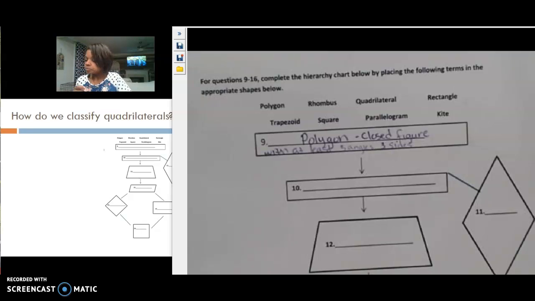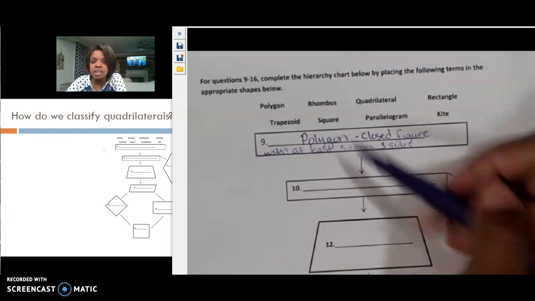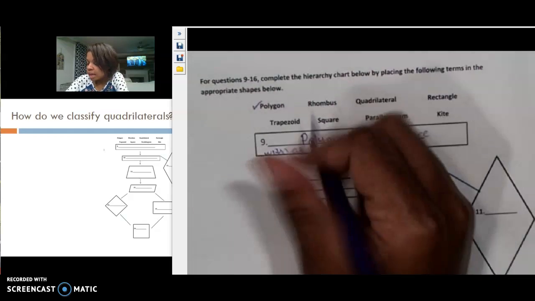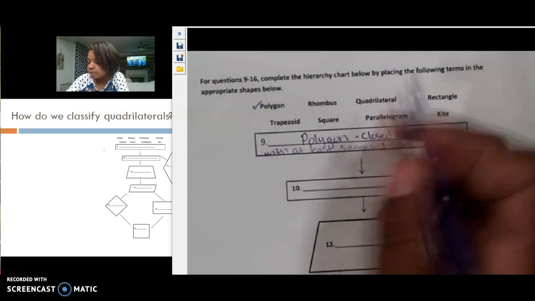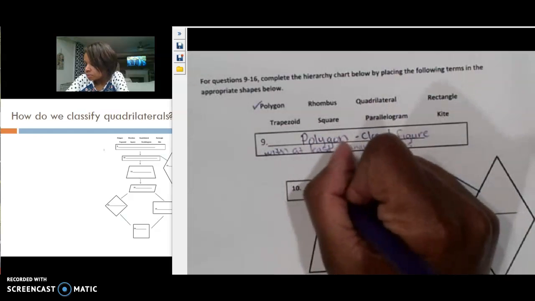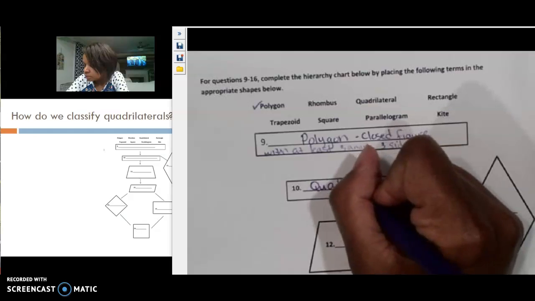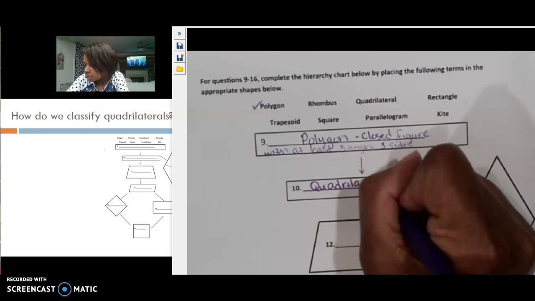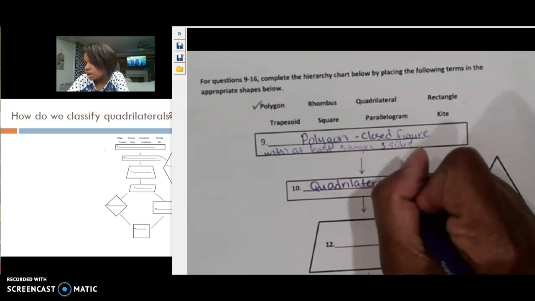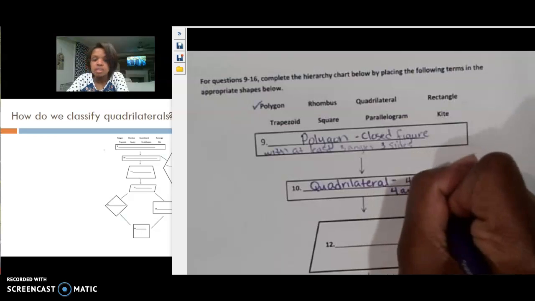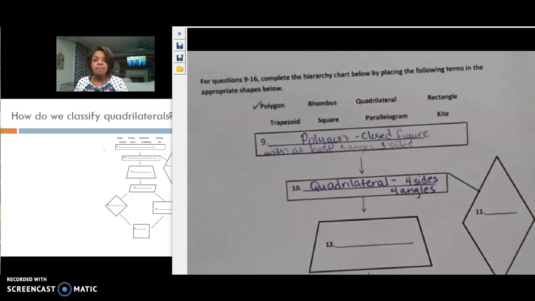All right, so the one I told you we were working on is quadrilateral. So we are working on quadrilaterals. So a polygon can also be a quadrilateral. And a quadrilateral, if you notice, is a four-sided shape. So it is a quadrilateral, and a quadrilateral has four sides and four angles. Okay, there's really not much to it. It just has to be a polygon.